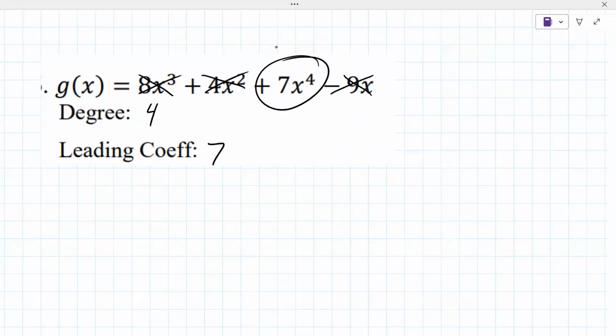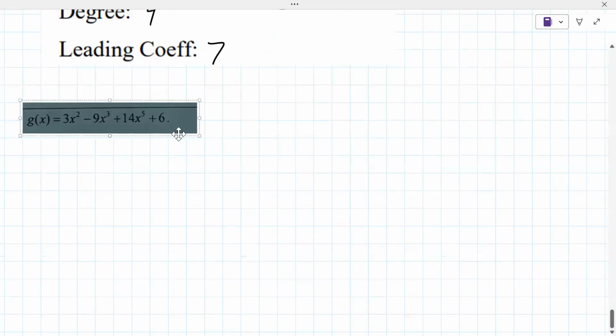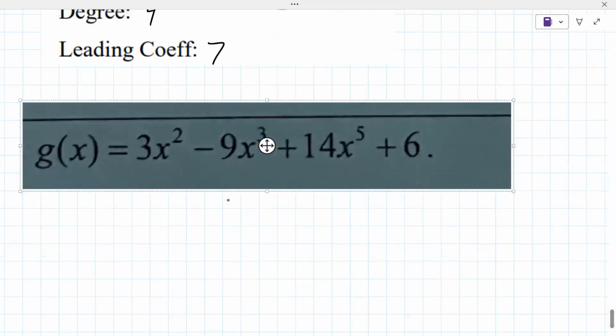So pretty much the highest exponent is what you're looking for? Exactly. You got it. So we're almost ready to do your problem here, but let me snip it in here. Can you do the same thing here? Give me the degree and the leading coefficient. 5 and 14. Yeah. All right, very good.